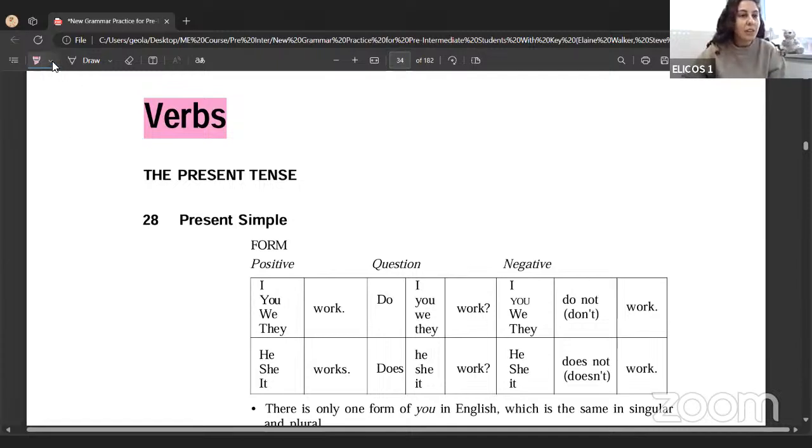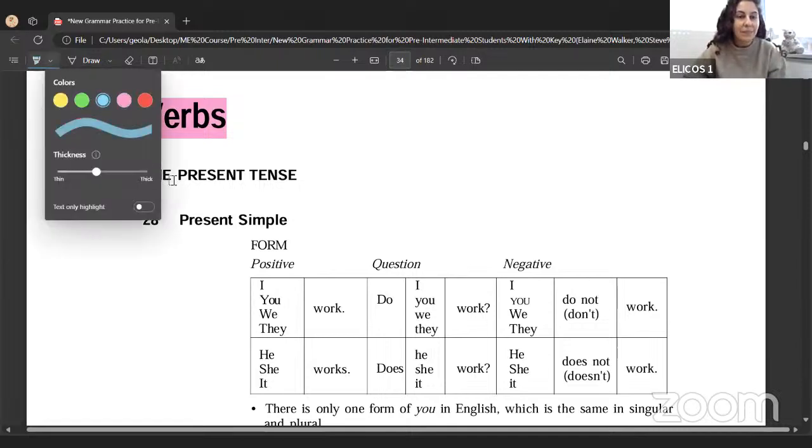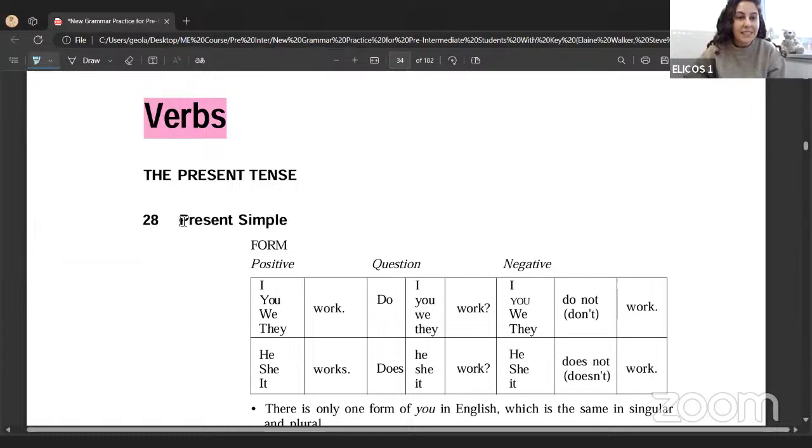The first one I wanted to talk about is the present simple. It has the word simple, which means it's the very simple, very basic way to make a sentence about what you are doing now. Because remember, present means now, in this moment, as I am speaking. So how do we make the sentence?